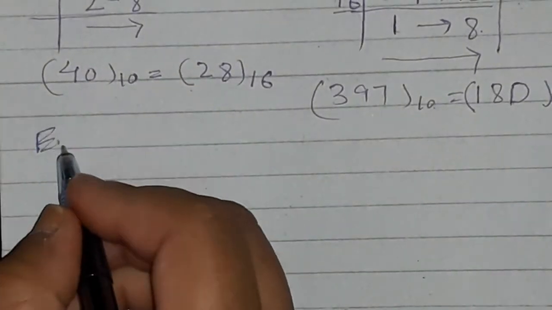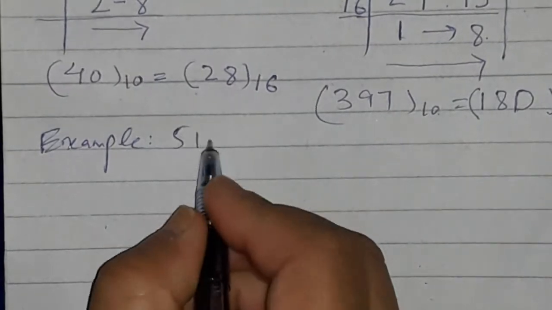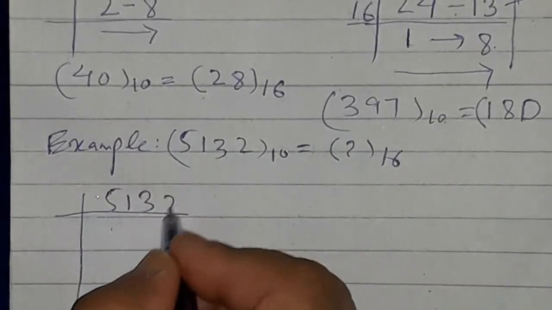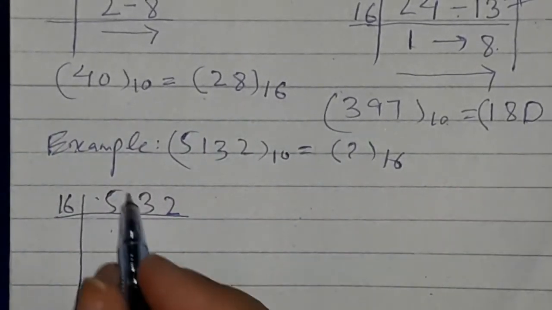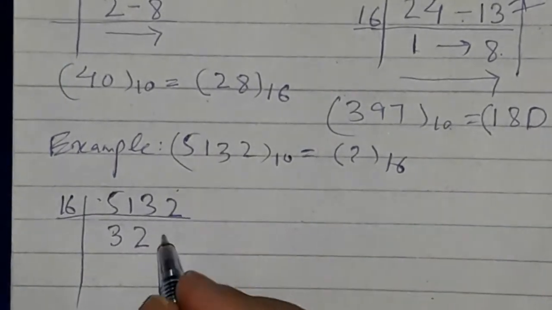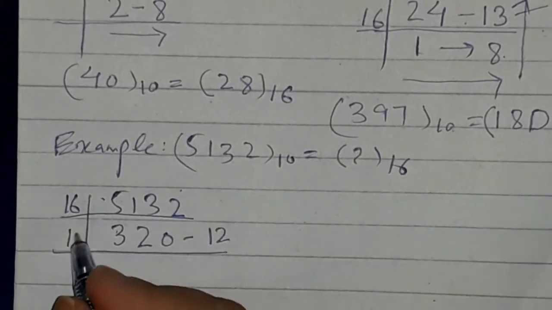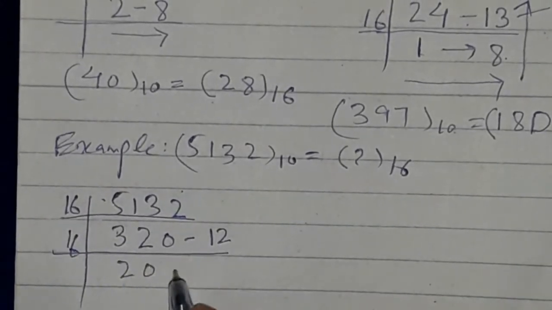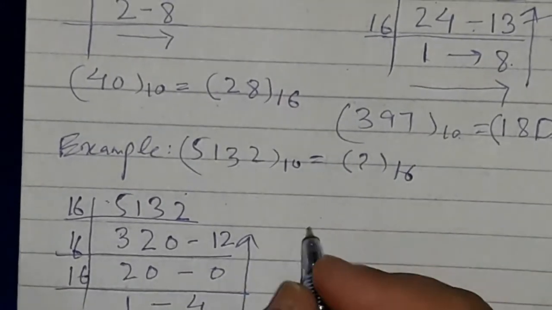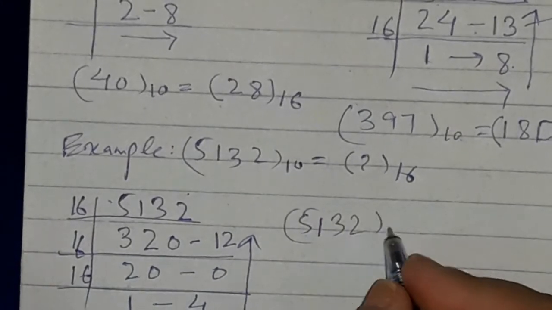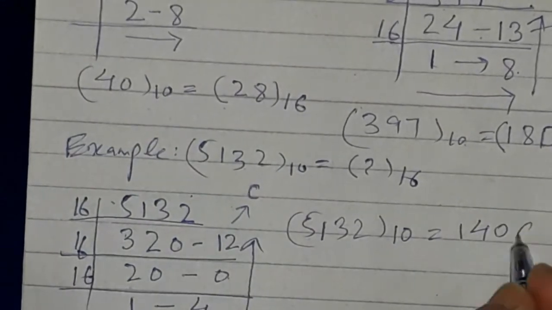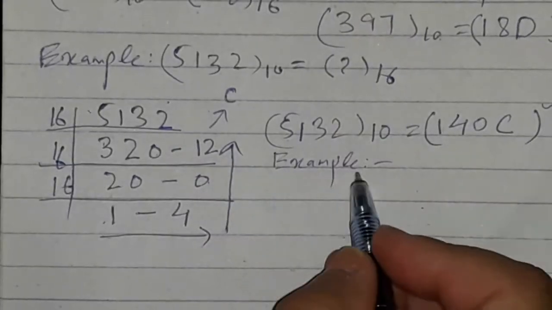The next example is 5132 in decimal. We will use the division method. We will divide 5132 by 16. The remainder is 12. For 12 in hexadecimal number, C is used. Now 320, when we divide 320 by 16, then 0 is the remainder. Again 20 is divided, so 1 and 40C is the answer.